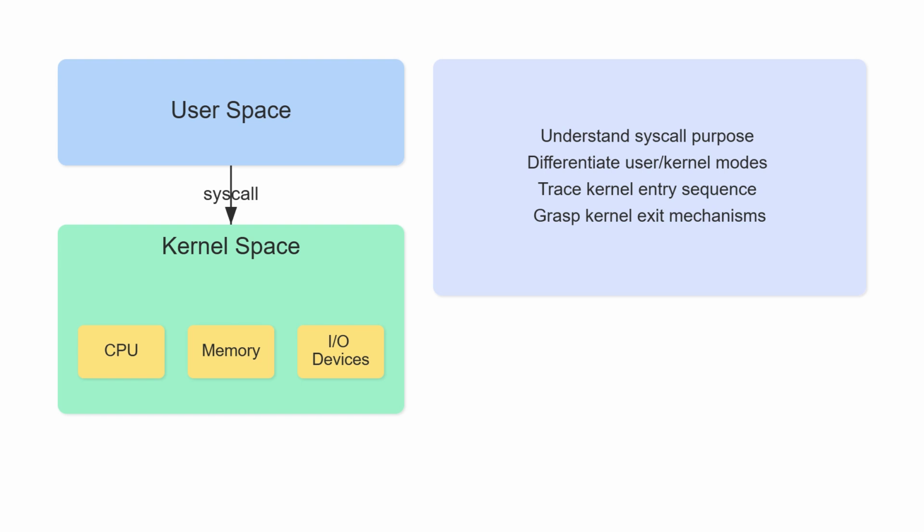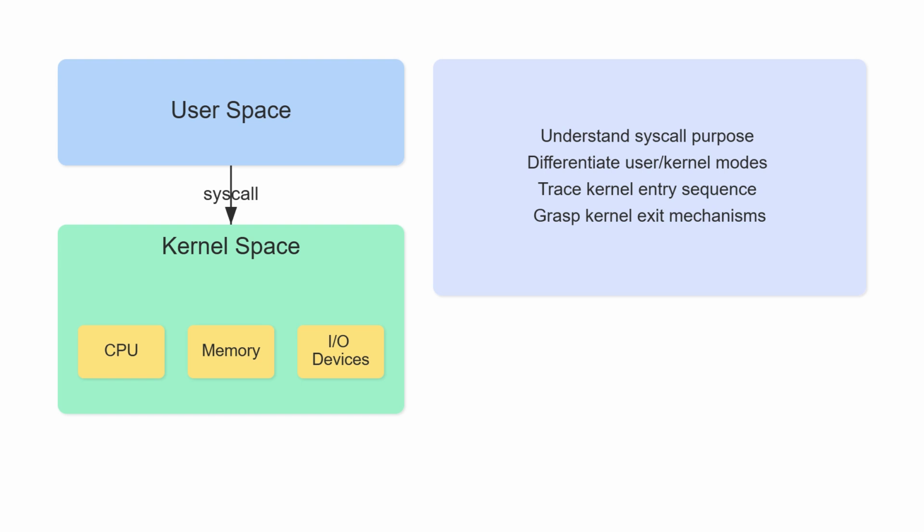Welcome, engineers, to a deep dive into one of the most fundamental operations in modern computing, the syscall instruction. Understanding how applications interact with the operating system kernel is crucial for building robust and secure software. It's not just about what your code does, but how it asks the system to do things on its behalf. Today, we'll demystify this critical bridge between user applications and the kernel's powerful capabilities.